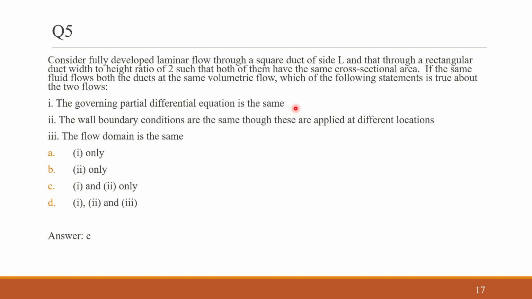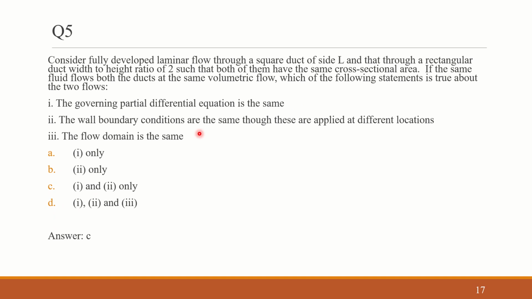The square duct has a side L, and the same cross sectional area is there in the rectangular duct, and the rectangular duct has a width to height ratio of 2. So if we do the calculation on the basis that both of them have the same cross sectional area, we are getting the height of the rectangular duct as the square root of length divided by 3, and width is twice that. So we are clear of the aspects or the coordinates of the square duct as well as the rectangular duct.